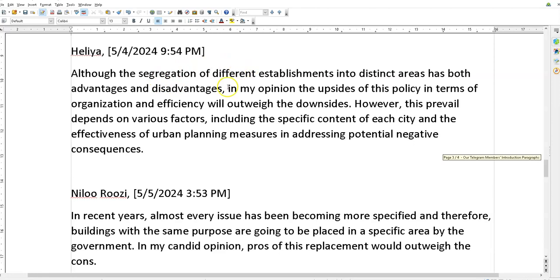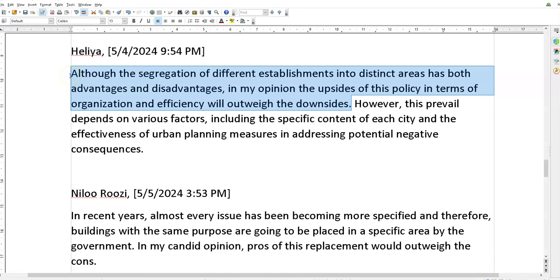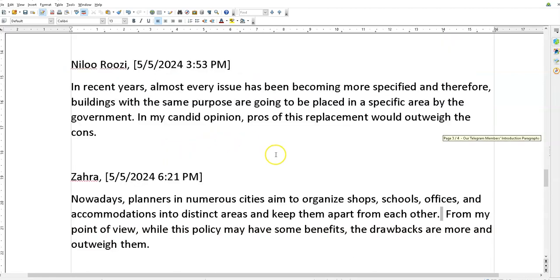Write it down. So okay, we've got right. So they've answered the question. Okay, that's good. Will outweigh the downsides. This will prevail, or this depends on various factors. Okay, well, yes, that's answered the question, and it's given us something to look forward to in the essay. Now, more specified.